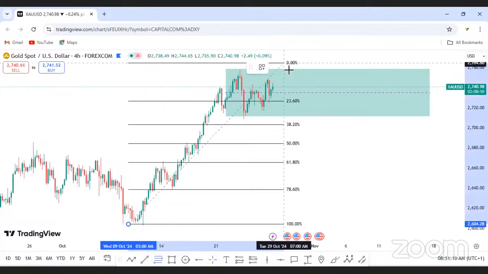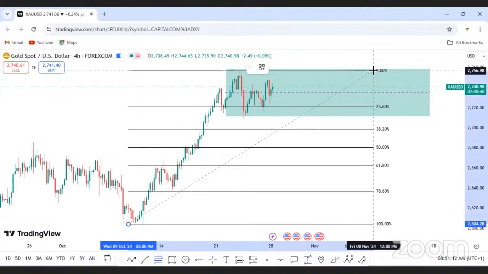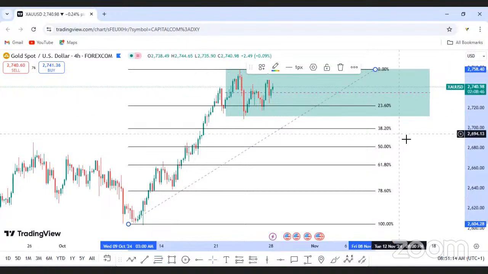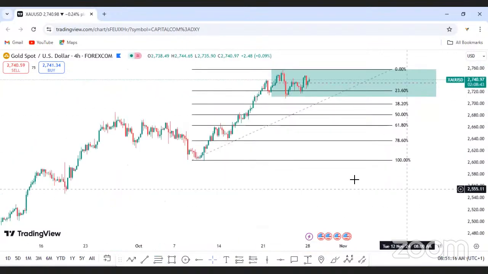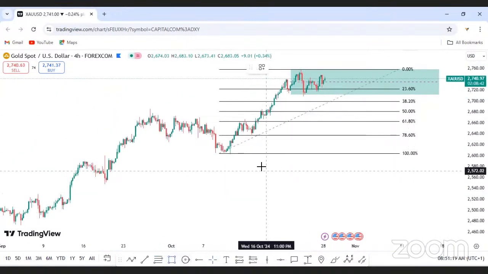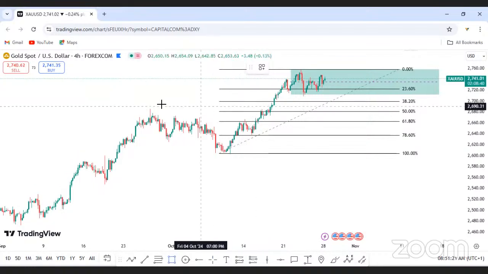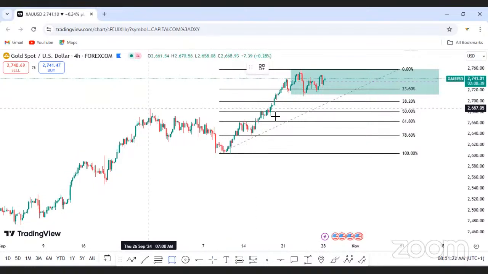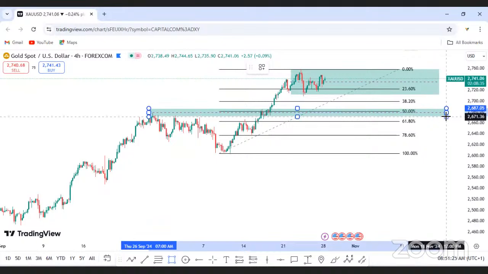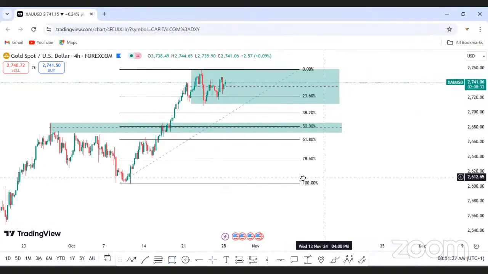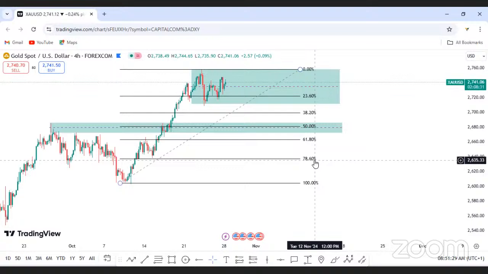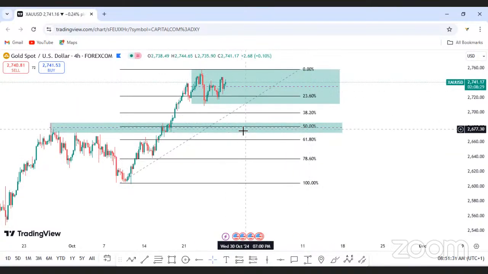If we extend our FIB tool all the way to the upside, we see that it's still far away from the discount level. And for us to start looking out for more buys on gold, I personally will be comfortable selling gold from this level here, somewhere around the 50% FIB level. So I would want to see gold sell off all the way to this place.